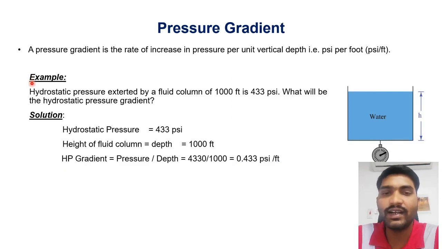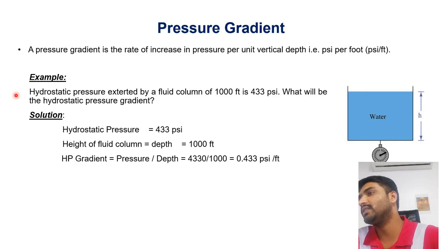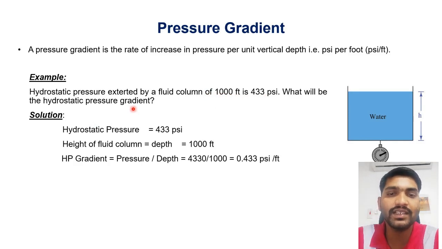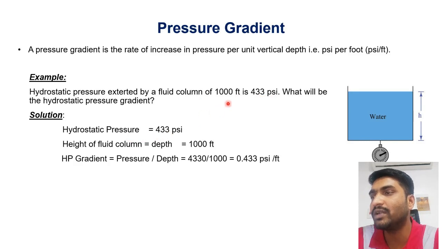Now we'll further understand this topic, pressure gradient, with the help of this example. The example is: hydrostatic pressure exerted by a column of fluid of 1000 feet is 433 psi. What will be the hydrostatic pressure gradient? We have learned that pressure gradient is pressure per foot, and here the pressure is 433 psi. And how much vertical depth? 1000. So to calculate the gradient, we will just divide this pressure by depth. We will get pressure for 1 foot. So this 0.433 psi per foot is the pressure gradient in this example.